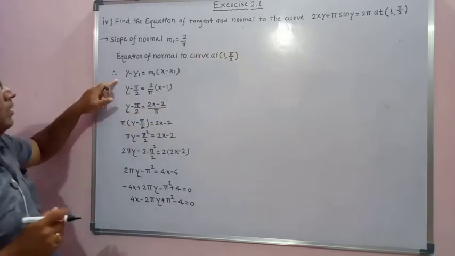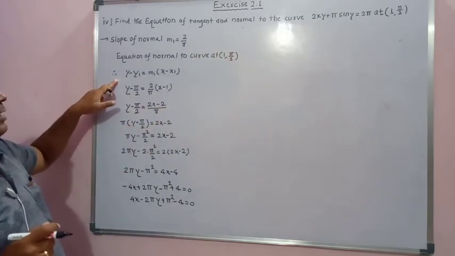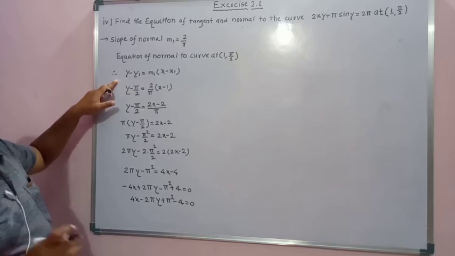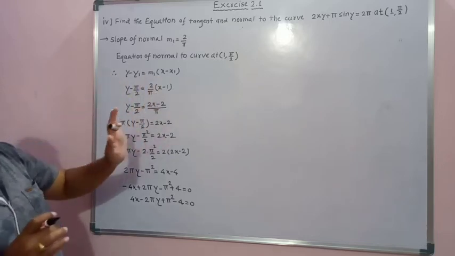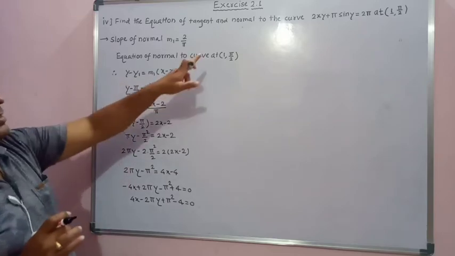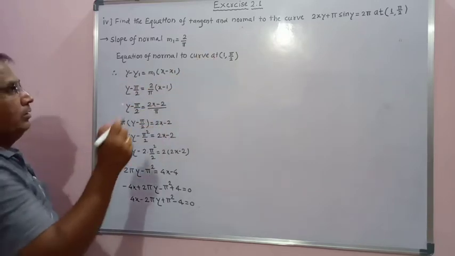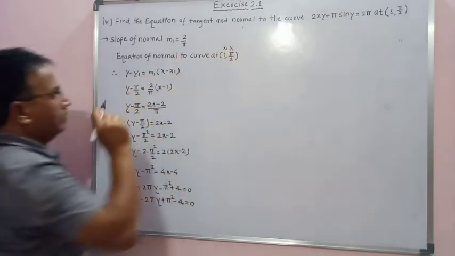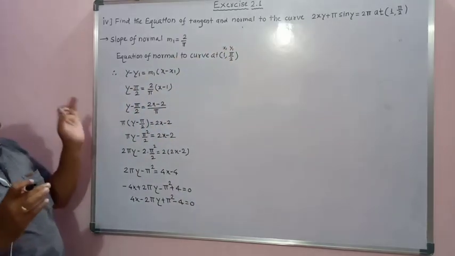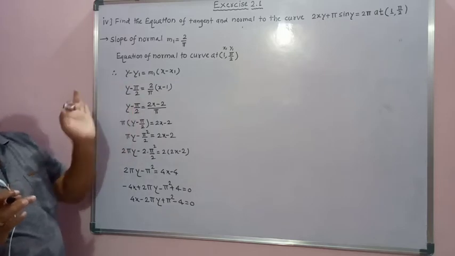The equation of normal to the curve is y minus y1 equals m1, where m1 is the slope of normal, into x minus x1. Here x1, y1 is given as 1 and pi by 2. This is x1 and this is y1. So y minus y1 equals m1 into x minus x1.